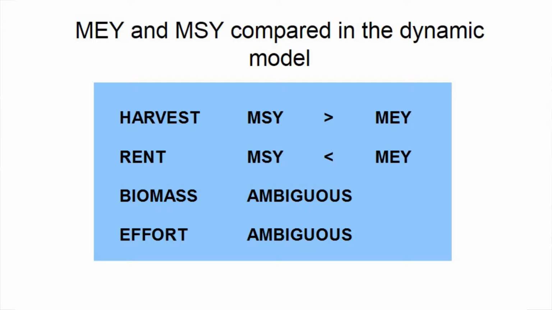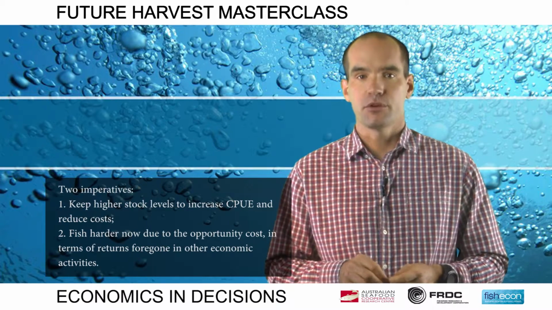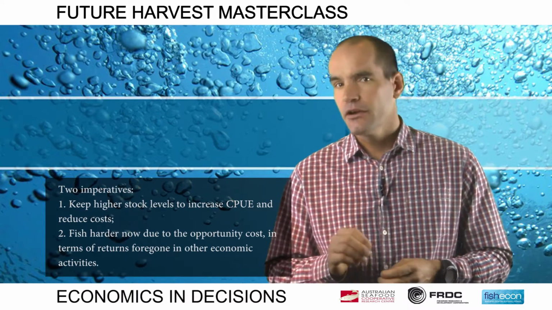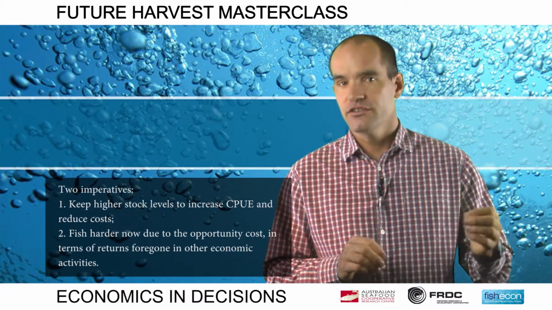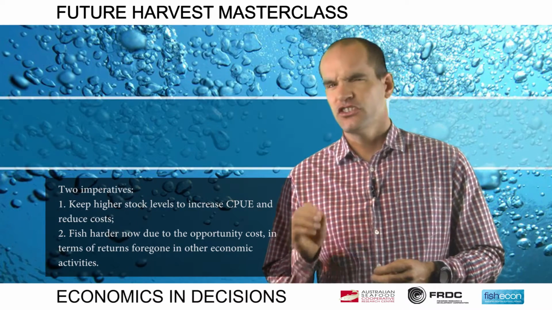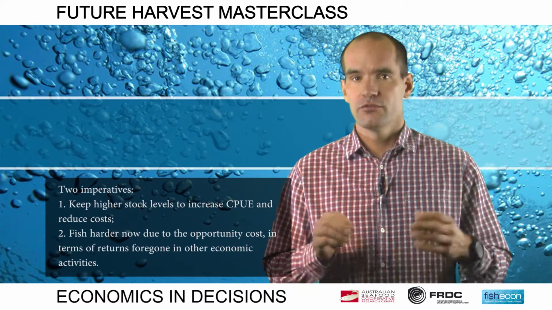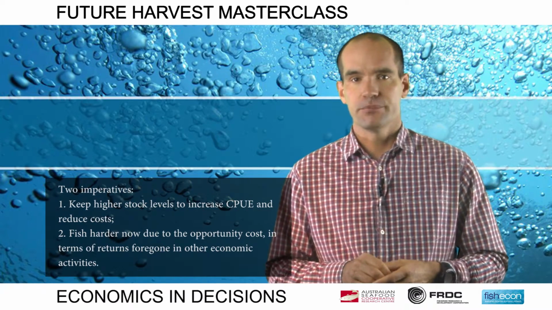Note though that the relationship between the long-run optimal biomass and effort levels is ambiguous and depends on the relative strength of the two driving economic imperatives in the intertemporal optimization problem. That is, the imperative to keep higher stock levels to increase CPUE and reduce costs versus the imperative to fish harder now due to the opportunity cost in terms of foregone returns in other economic activities.